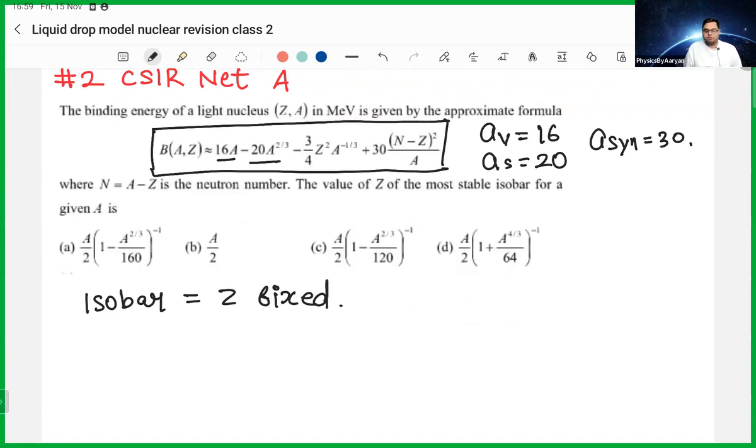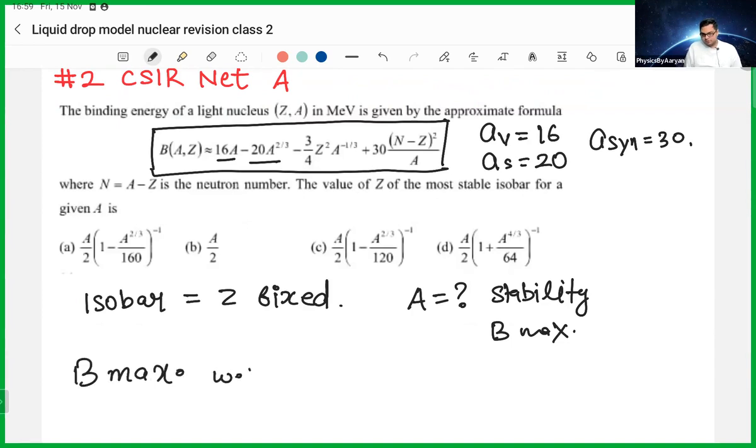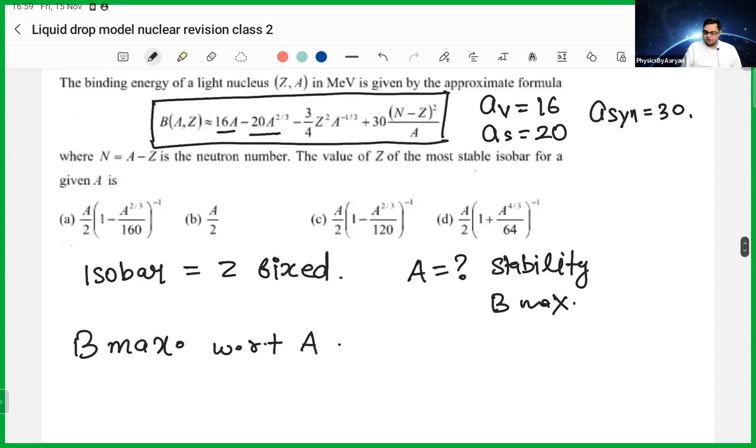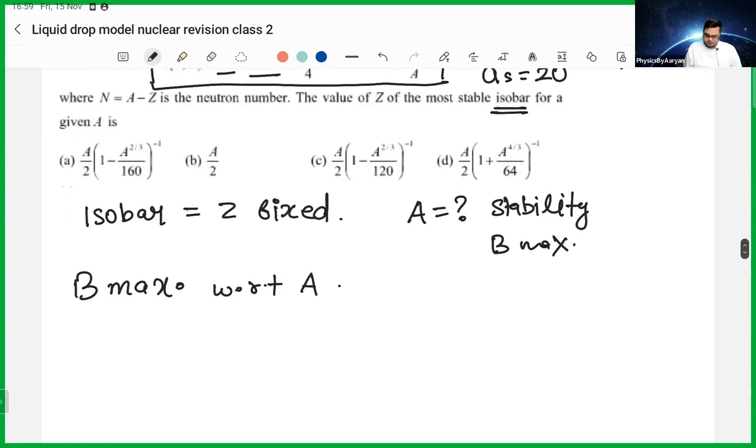And you have to decide for which value of A the stability will be maximum. Stability maximum means binding energy is maximum. So now we want to maximize B, not with respect to Z, but with respect to A. Because now we cannot change Z, because it is now an isobar. Isobar mein Z cannot be changed. Okay?